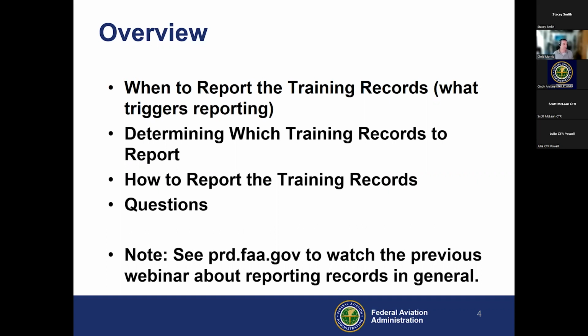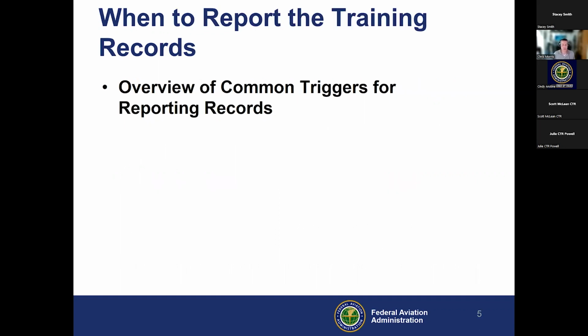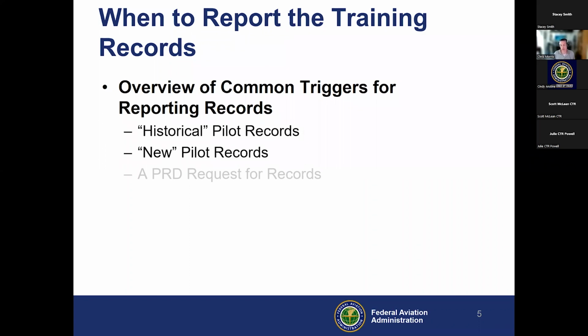Okay, so let's go ahead and talk about the triggers for what would prompt you to have to report these training records. The first type of trigger is a historical pilot record trigger. We'll talk about that in more detail. Then you have new pilot records. They have their own triggering item that makes you need to report them as well. And there's also another trigger that can make you need to report records to PRD, and that's if you receive a request via the PRD system to provide a specific pilot's records. So those are the three different groups, and I do want to go into these in a little more detail.